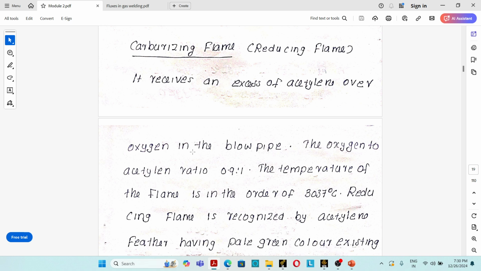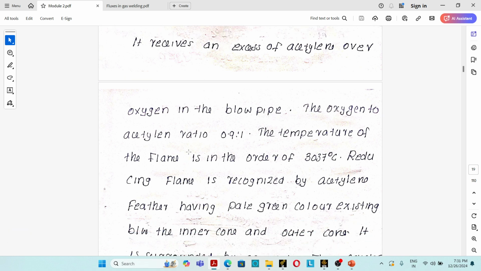And the last one is the carburizing flame. Carburizing flame is also known as reducing flame. See, in the case of carburizing flame, it receives an excess of acetylene over oxygen in the blowpipe. We have an excess of acetylene gas over oxygen in the blowpipe. The oxygen to acetylene ratio is 0.9:1. That's an important point, 0.9:1. The temperature of the flame is in the order of 3037 degrees Celsius.